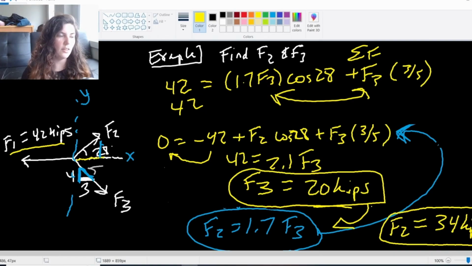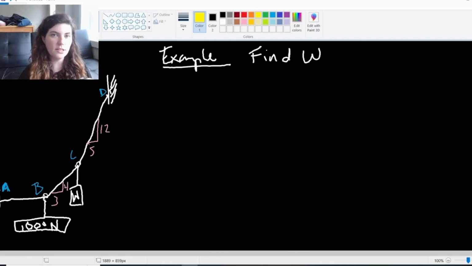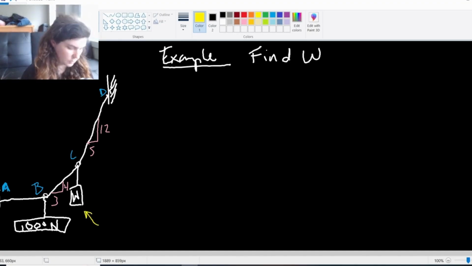So let's look at another example, a slightly more complicated one, where now we're going to be setting up multiple free body diagrams and using multiple systems of equations to try to figure out our answer. Okay, so let's take a look at this example where I have a system on the left side, and what they want is they say the system is in equilibrium and we need to find W, the weight. This guy right here, this weight that's hanging off point C.